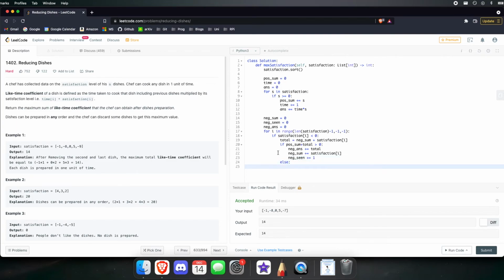Else, if the summation of the negative numbers we've seen to this point plus the benefit factor of all the positive numbers is negative, then we know we do not want to consider this negative number, and we can just break.